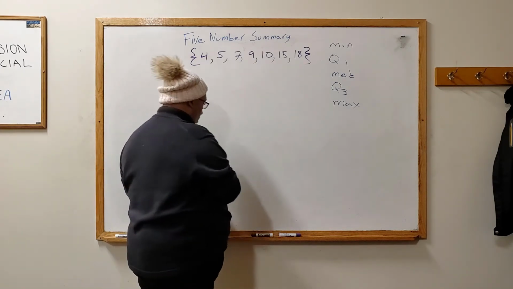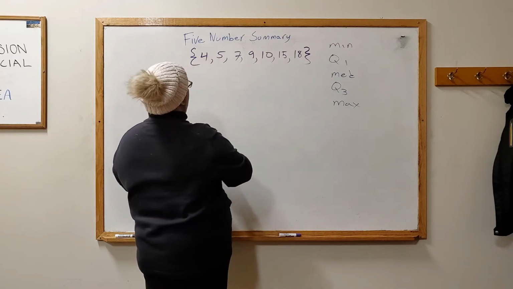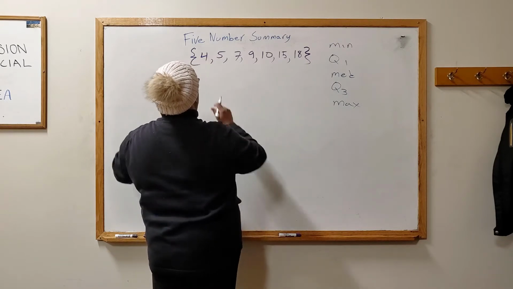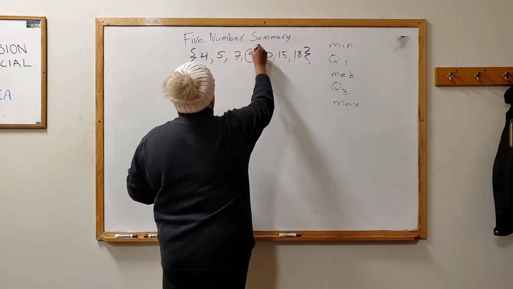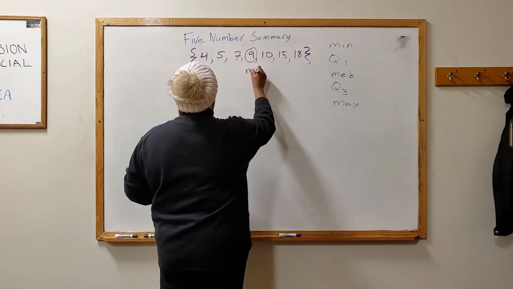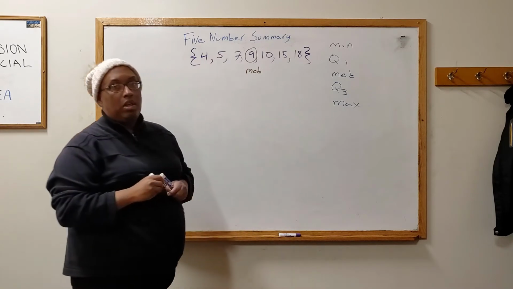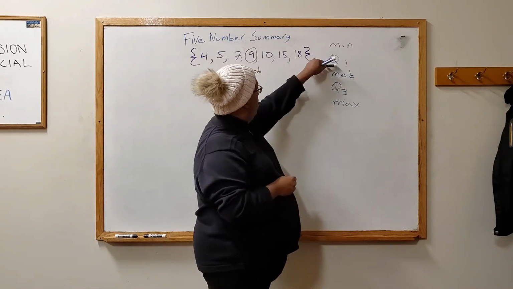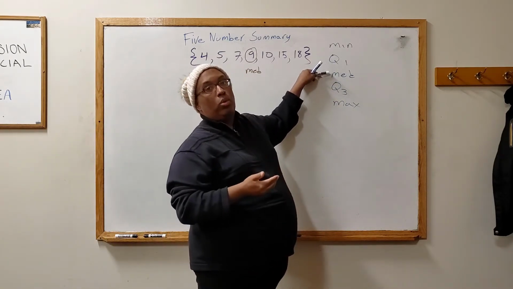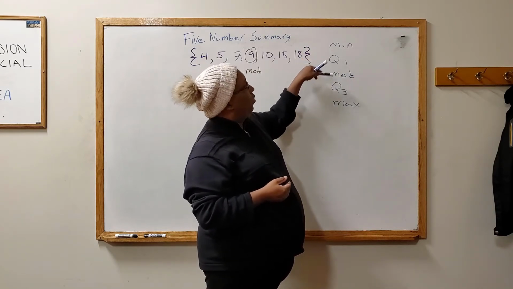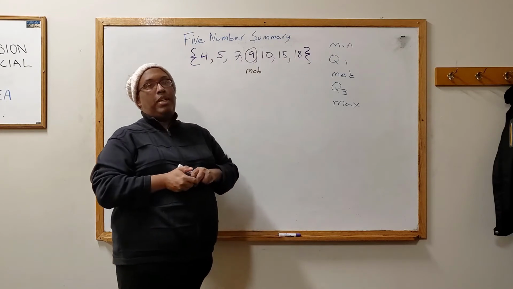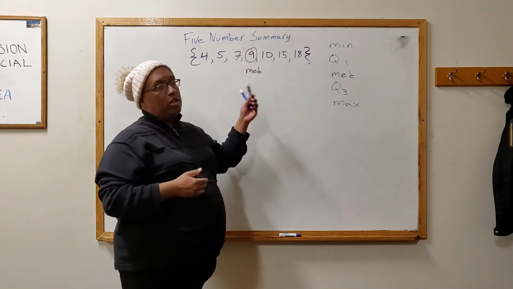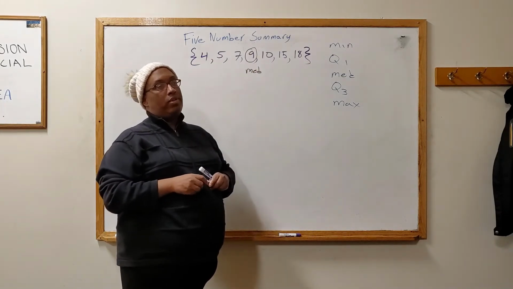So let's circle that. 1, 2, 3, 4. That's going to be our median. So we have Q1, Q3, we can call this Q2. Q1, Q2, Q3. Q2 means 50%. 50% means the middle, and so we call it the median, the one in the middle.